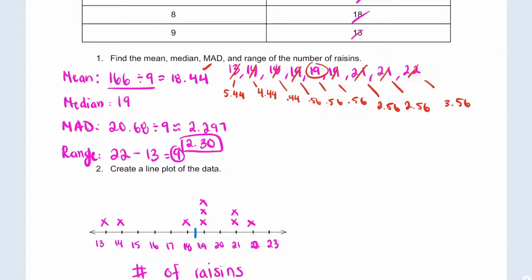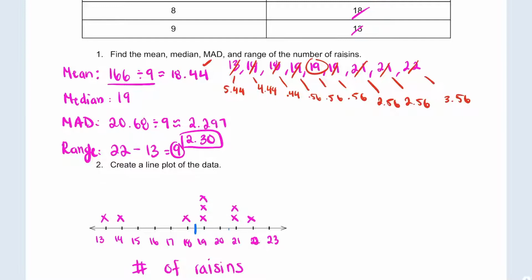So let's see. 18.44 is my mean, and I'm going to go 2.3 above that. So I'm going to add 2.3. Now I'm at 20.74, which is going to be about right here. So there's M1. Okay, and then I need to go 2.3 below the mean. So 18.44 minus 2.3 is 16.14, which is right here. So there's M1.